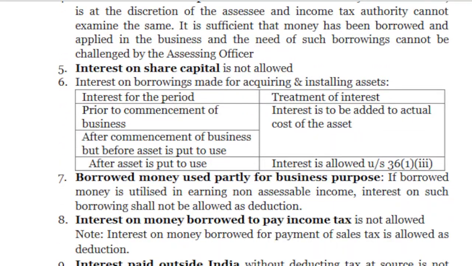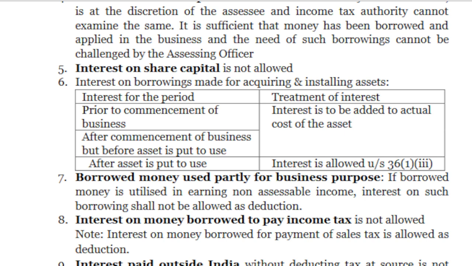Right? Now, if you have taken any loan and the loan is taken before the start of the business, before commencement of business, or before the asset is put to use, that interest will be added to the cost of the asset. Right? It will be added to the cost of the asset. And if any interest is paid after putting the asset to use, that will be allowed as deduction under section 36 subsection 1 clause 3. Very good. Borrowed capital, borrowed money used partly for business and partly for other purpose.